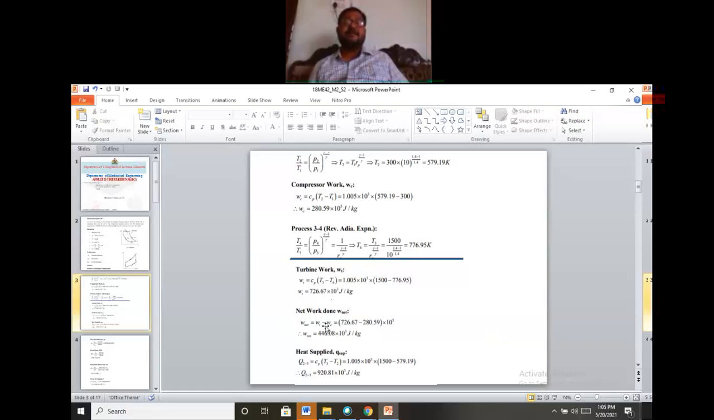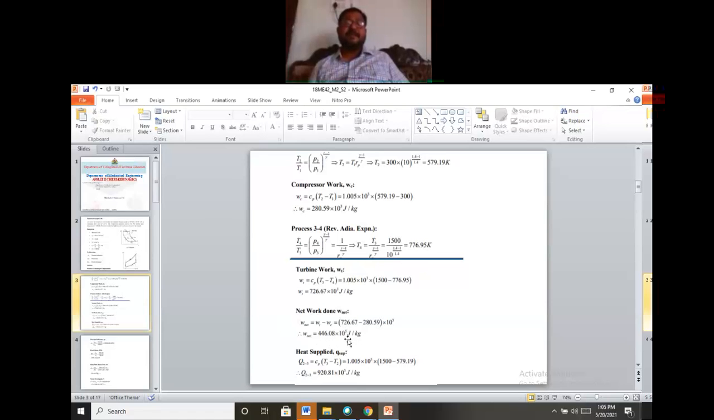Net work done is turbine work minus compressor work. You have calculated the compressor work and turbine work, because turbine work is always more than the compressor work, otherwise the whole system will fail. Net work output is 446.08 into 10 to the power of 3 joules per kg.